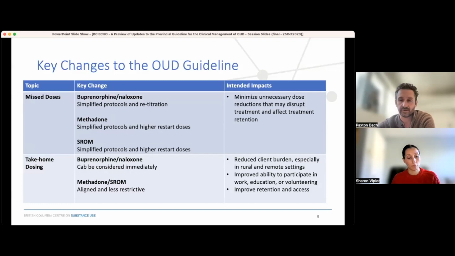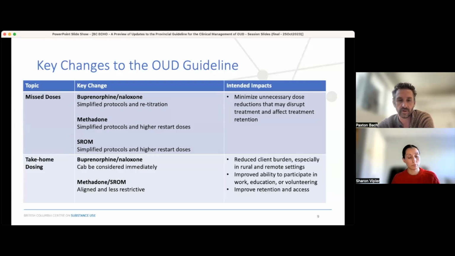Third is a reevaluation of missed dose protocols. The 2017 guidelines were consistent with past guidance in BC around approaches to missed doses, but there are a lot of different approaches across Canada and the US. So we looked at the standards and literature across North America around missed doses and have made some revisions to try and minimize unnecessary dose reductions that might disrupt treatment, affect people's retention and care, and really put them at risk.